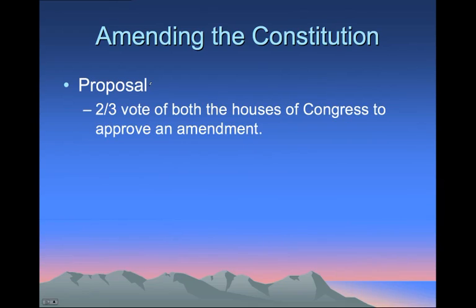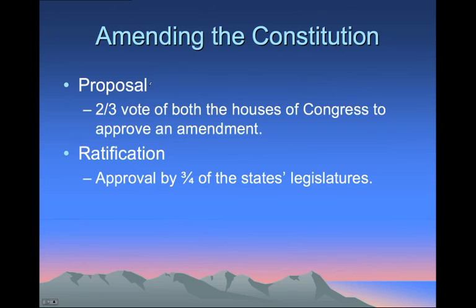Now, once that proposal happens, then they have to send that proposed amendment to all of the states, and all the state legislatures have to look at it, and they have to ratify it by an approval of 3/4 of the states. So 3/4 of the states have to approve the amendment in order for it to become part of the Constitution. So obviously, changing the Constitution is not something that the Founding Fathers decided we should take lightly, and so they made this process pretty difficult, but certainly not impossible.